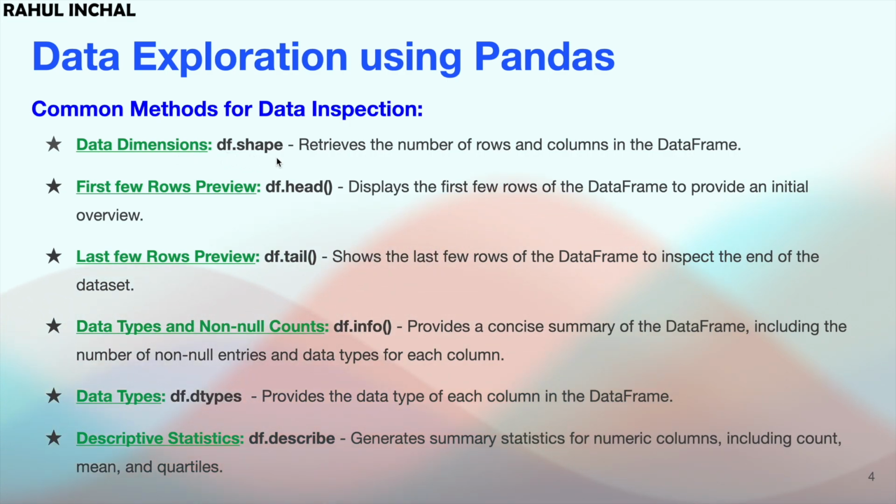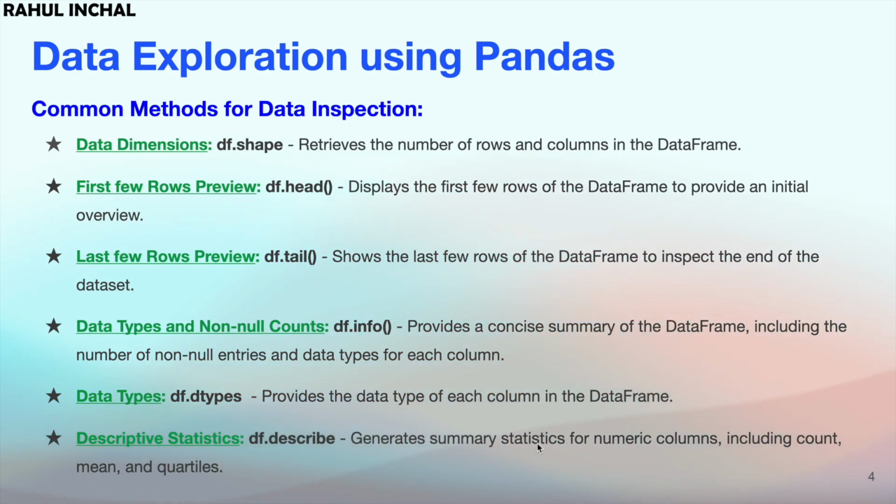Now data dimensions, how am I going to get it? That is df.shape. df is the data frame in which I have stored the data. In previous slides I stored it in data, but here I have given the example for df. So df.shape will give me the number of rows and columns. df.head will give me the first 5 rows. df.tail will give me the last 5 rows. df.info will give me data types and non-null counts. These we will see in the next video, where I will solve one data set. Then df.dtypes gives data types.